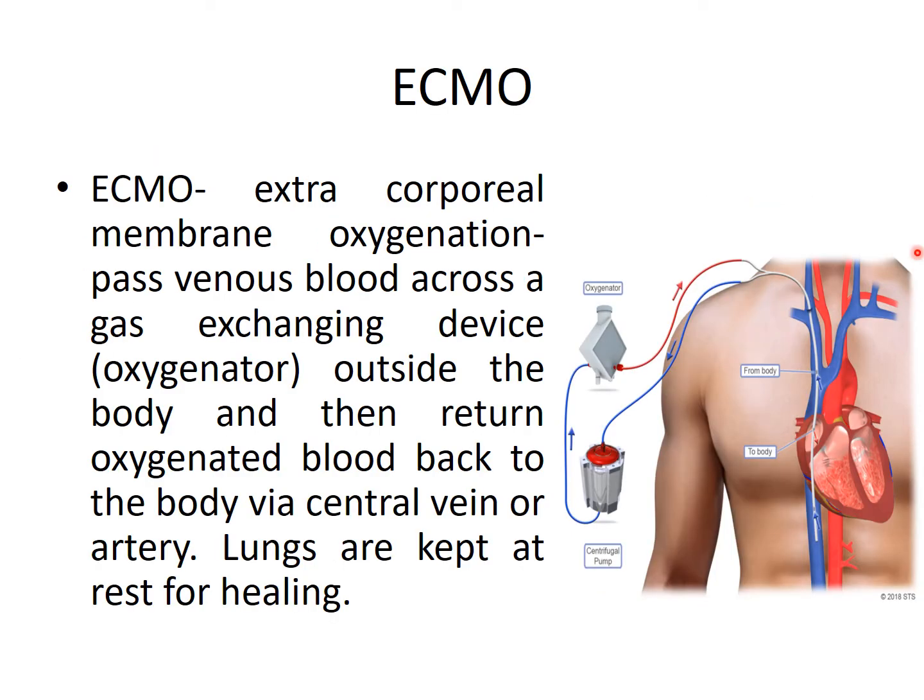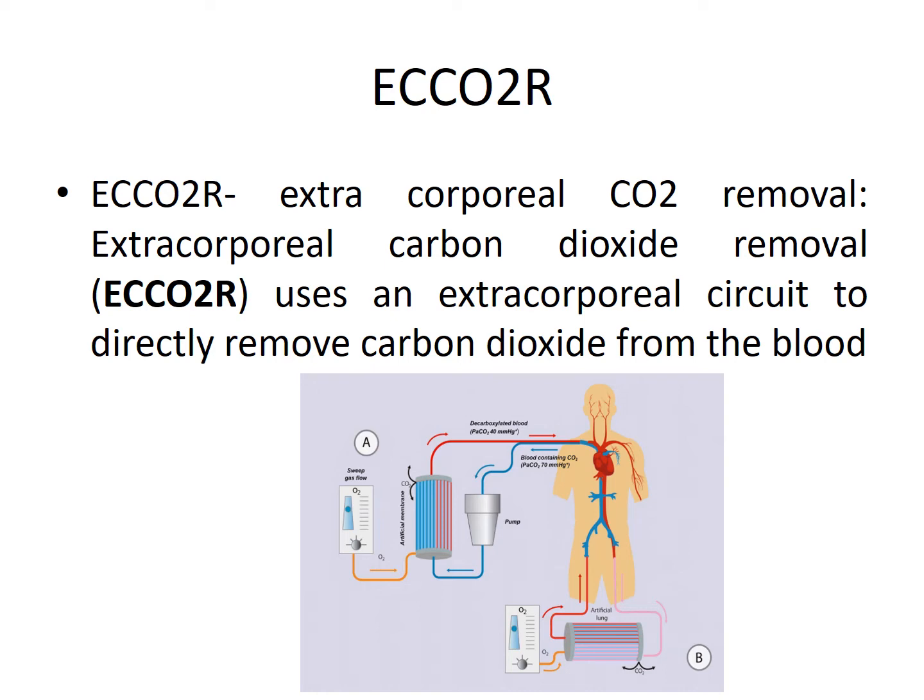Then what is ECMO? That is extracorporeal membrane oxygenation. Pass venous blood across a gas exchanging device, that is oxygenator, outside the body, and then return oxygenated blood back to the body via central vein or artery. Lungs are kept at rest for healing. Then this one, extracorporeal carbon dioxide removal. Extracorporeal carbon dioxide removal uses an extracorporeal circuit outside the body to directly remove carbon dioxide from the blood. This is much more effective when compared to ECMO.